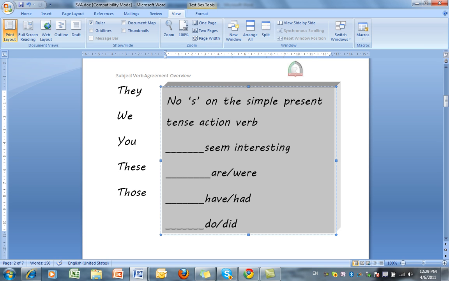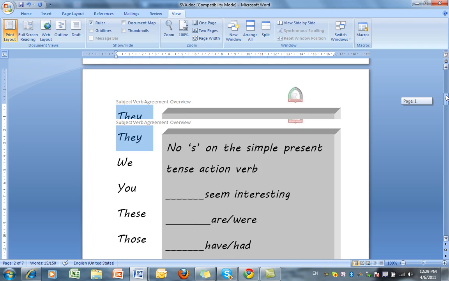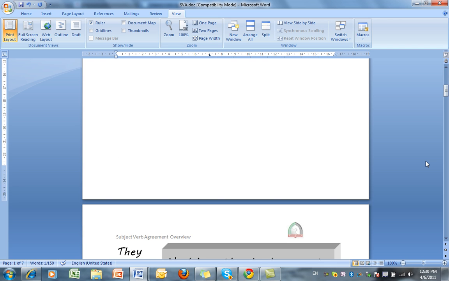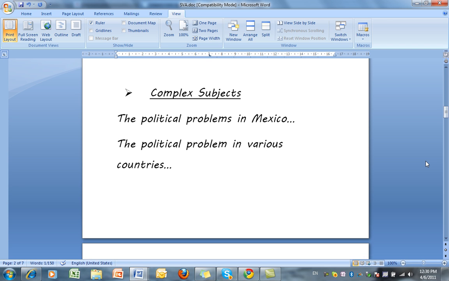But for simple present tense, we have the issue where we either add an S or we don't. Remember, for a plural subject, there is no S. For a singular subject, there is an S. Okay, now let's go to some more difficult types of subjects, which are called complex subjects.